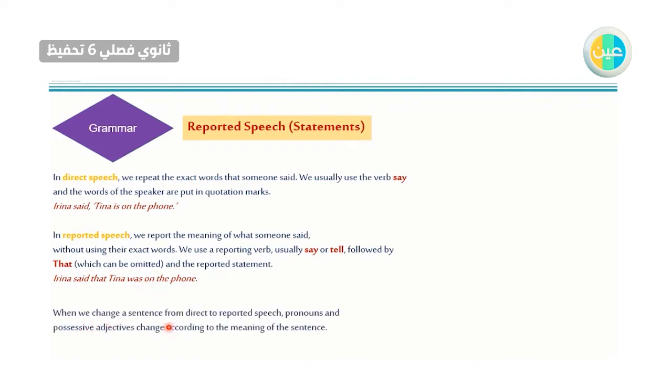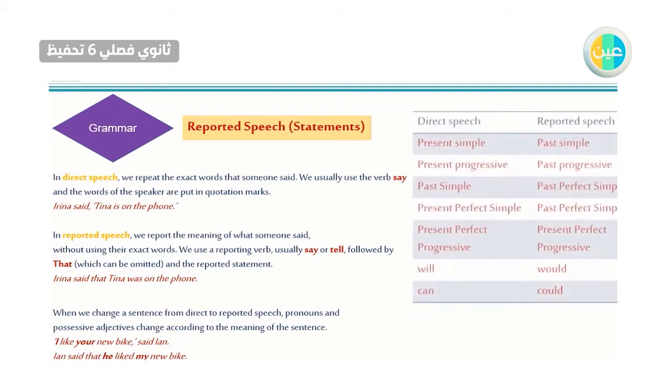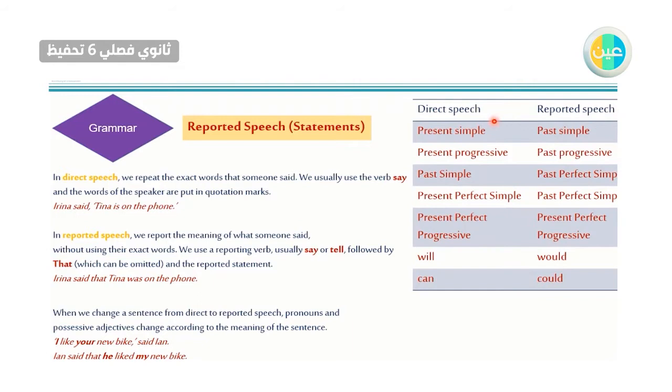When we change a sentence from direct to reported speech, pronouns and possessive adjectives change according to the meaning of the sentence, okay? For example, "I like your new bike," said Ian. This is reported speech now: Ian said that he liked my new bike. Okay, now this is direct speech and this is reported speech.